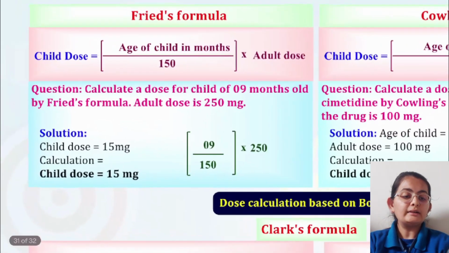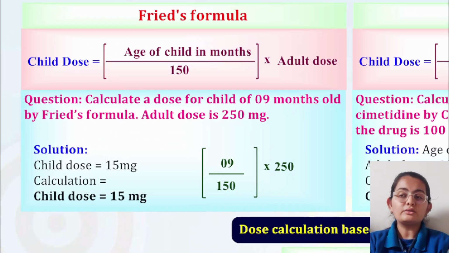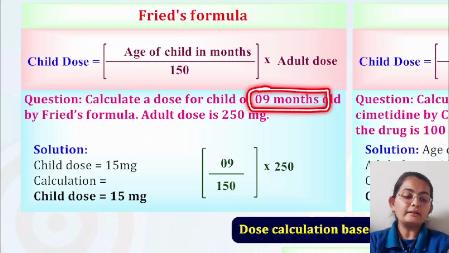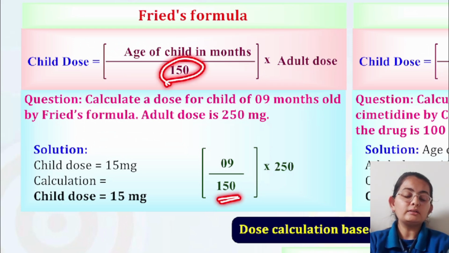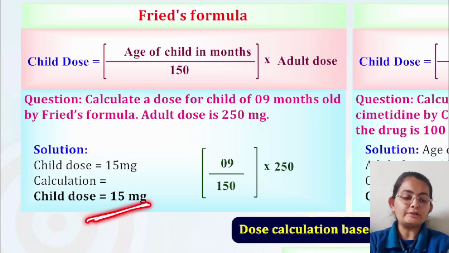Now we have Fried's formula here. What is Fried's formula telling you? Again based on age, the child dose is equal to age of child in months. So if you have to calculate the dose for infants, then you have to go for this particular formula. Age of child in months divided by 150 into the adult dose. Let us see how it could be done. Calculate a dose for a 9-month-old child. The adult dose given is 250 mg. Simply keep all the remaining data in the formula. So 9 is the age of the child in months, 150 is the constant, and then the adult dose, the value which is given, 250. Simply calculate, you will get the correct answer, 15 mg.